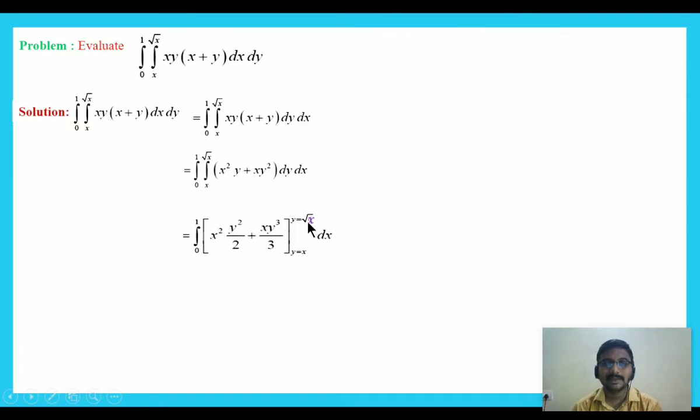We have to replace the upper limit as root x and the lower limit as x. So these limits are replaced in place of y. Substituting in place of y as upper limit, root x whole square is x. Root x whole cube, root x means x power 1 by 2, x power 1 by 2 whole cube is x power 3 by 2. Upper limit minus lower limit.